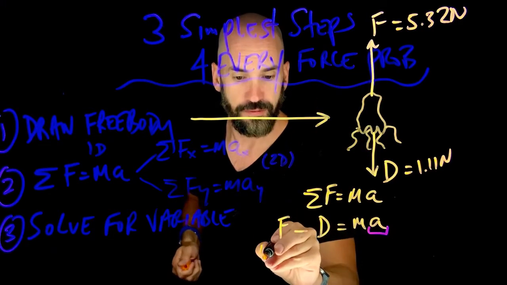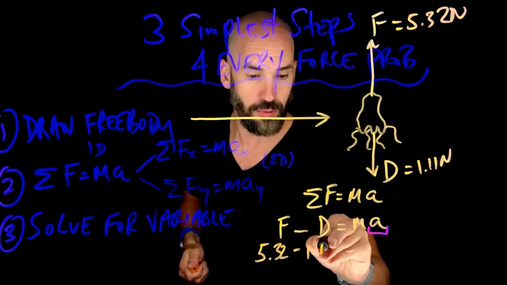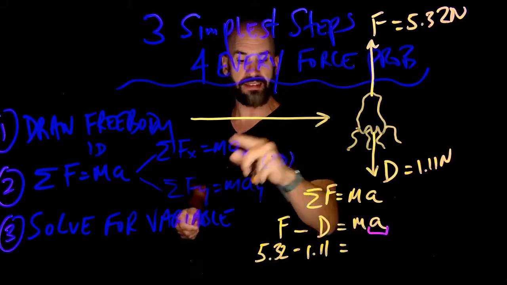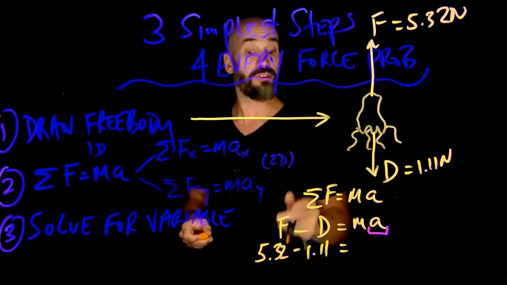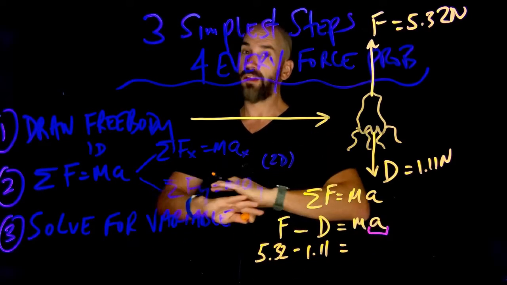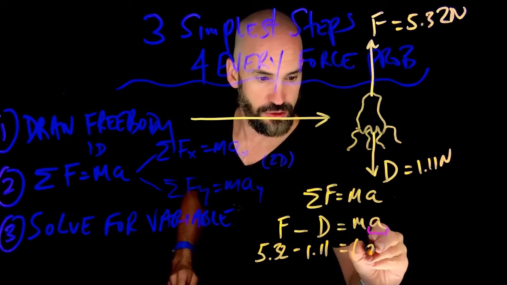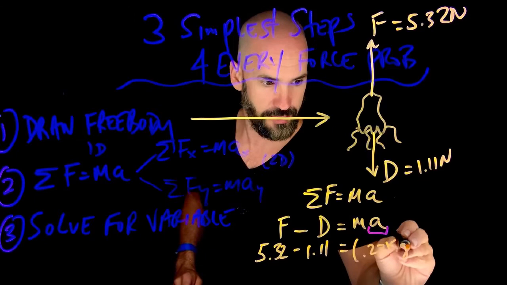So we have 5.32 minus drag, which is 1.11. Right, the mass, they say 220-gram jellyfish, but is grams an SI unit? No, kilograms is, so we got to convert that to kilograms. So it's 0.22 kilograms, right?